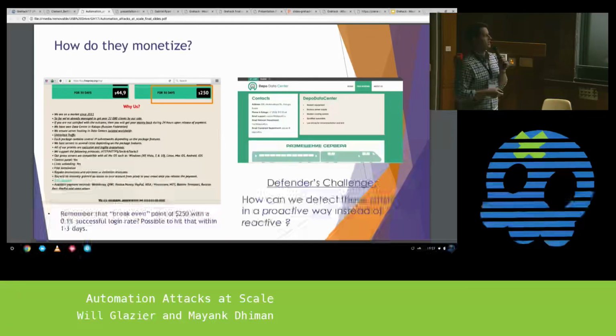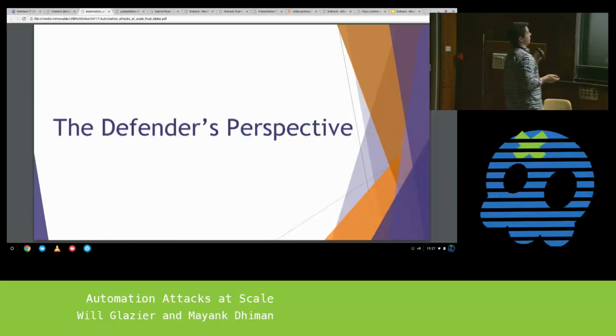So the defender's challenge is, how do we detect these attacks proactively instead of reactively, instead of using blacklists and instead of analyzing the traffic after the fact or blocking these accounts once they get compromised? So that takes us to the defender's perspective.